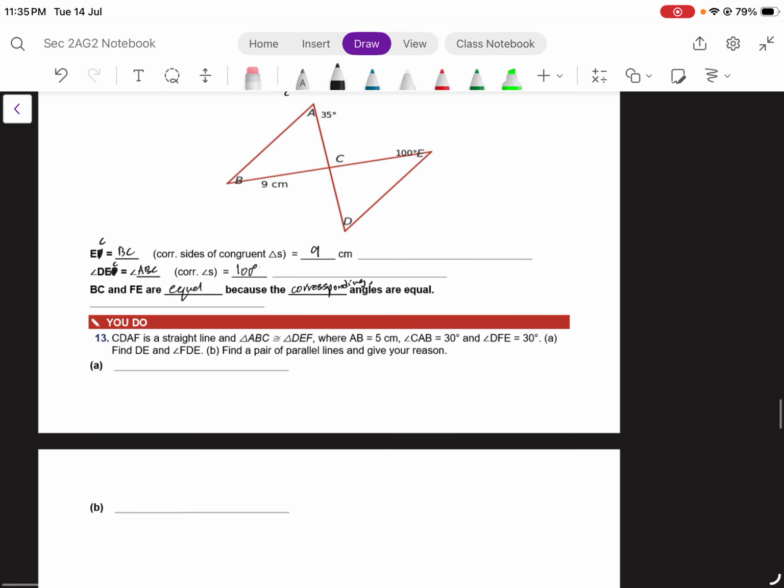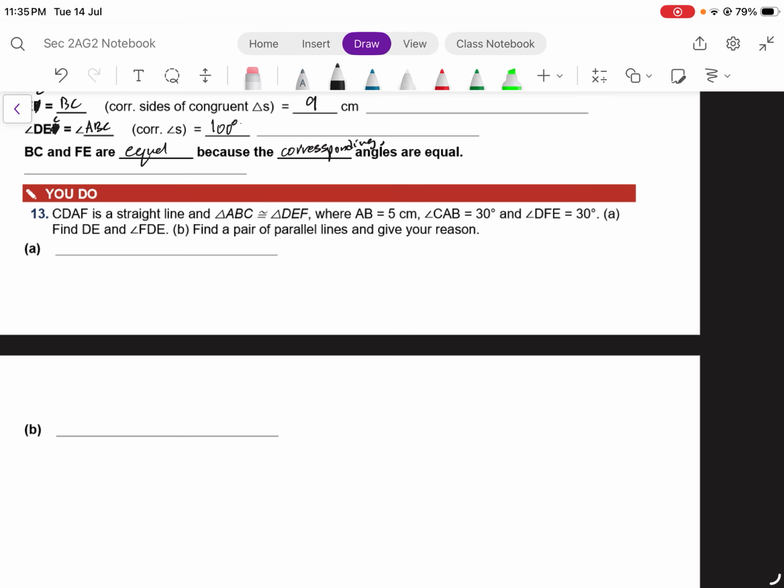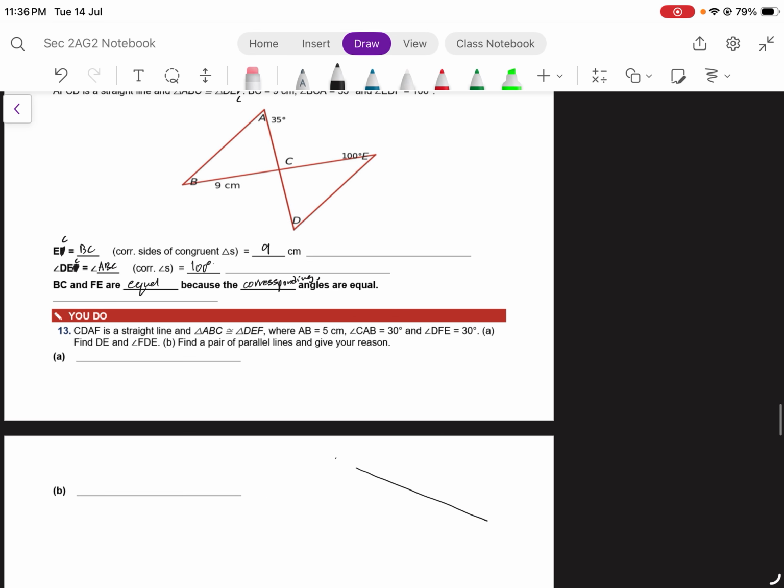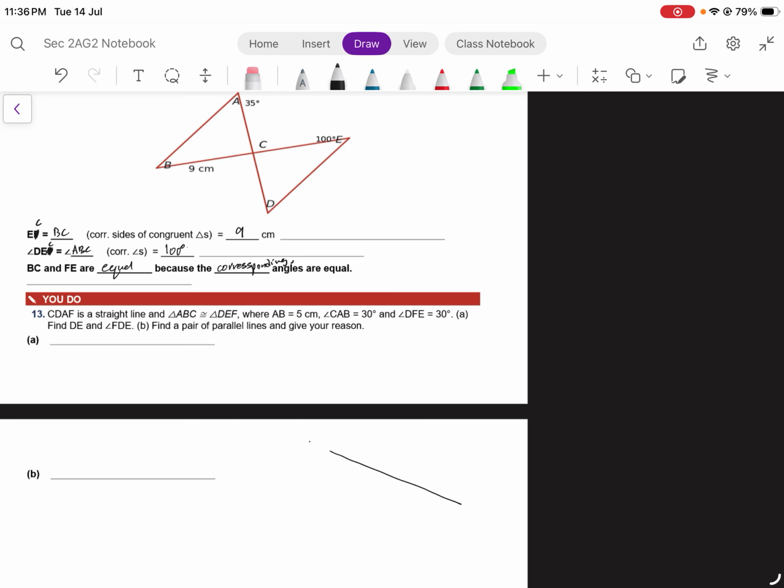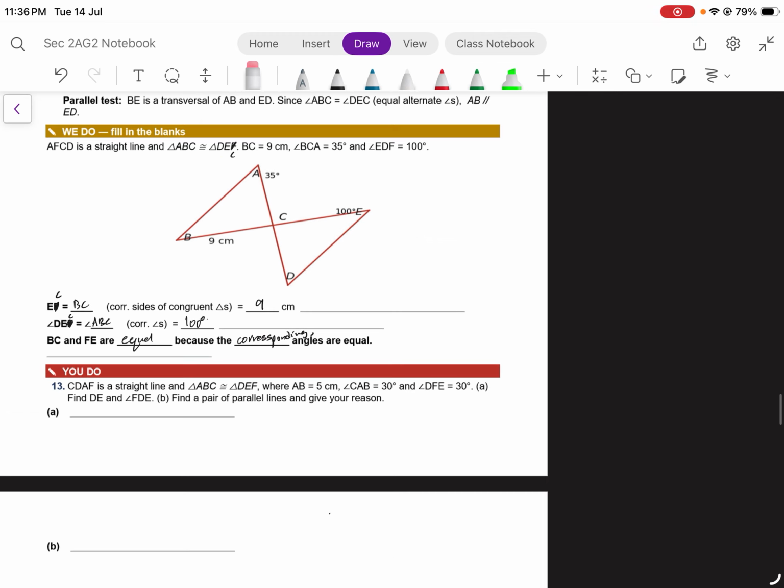Okay, so the last question. They say CDAF is a straight line. So we have ABC parallel to, okay, so this straight line is A. Oh, same thing as above. So let's just draw this triangle here. Let's use the same triangle shown above.